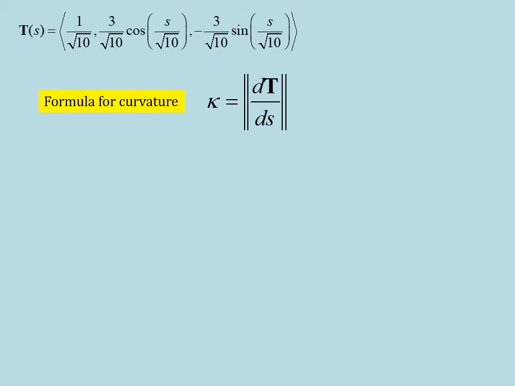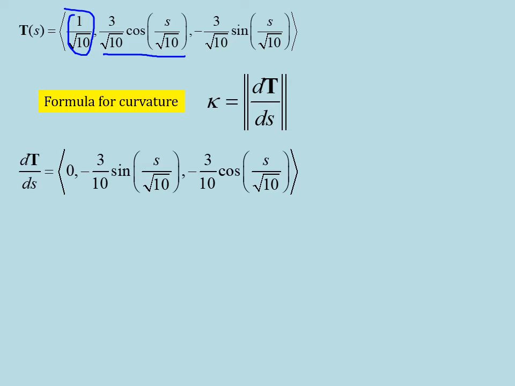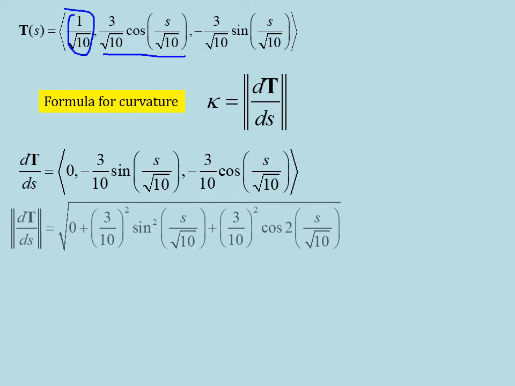And of course we need to do the derivative of that with respect to s. The derivative of 1 over square root of 10, derivative of any constant is 0. The derivative of 3 over square root of 10 cosine s over square root of 10. If we copy down the 3 over 10, the derivative of cosine would be negative sine times the derivative of s over square root of 10, which would be 1 over square root of 10. And the square root of 10 and square root of 10 would give us just a 10. So anyway, there's the derivative with respect to s. We need the magnitude of that.